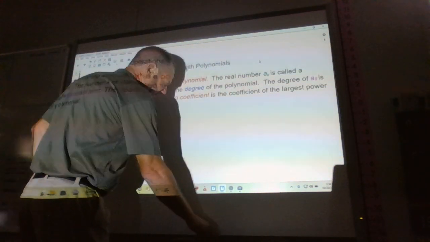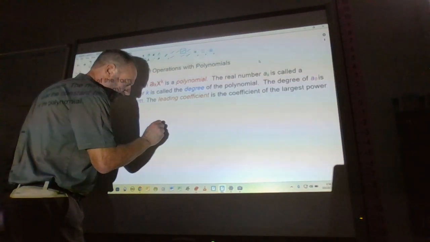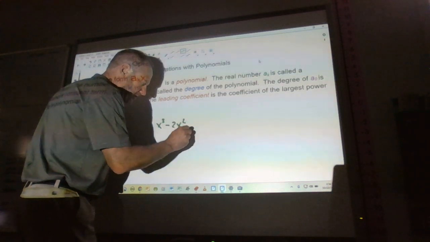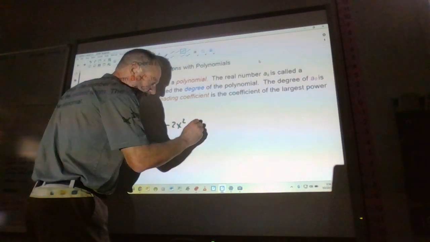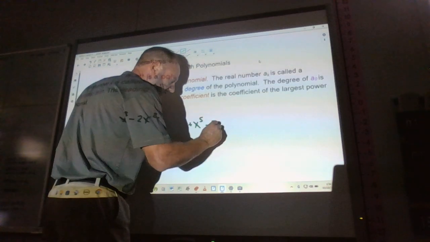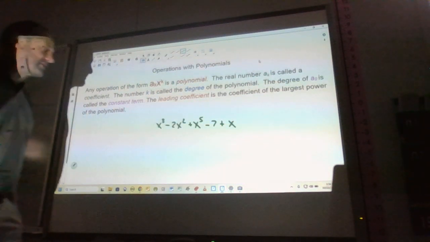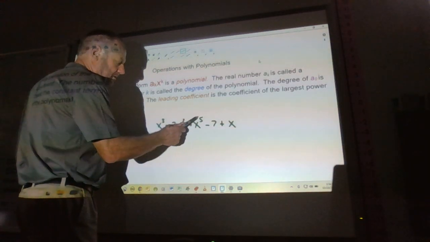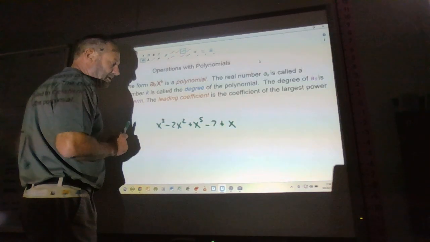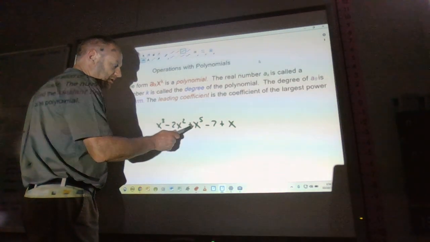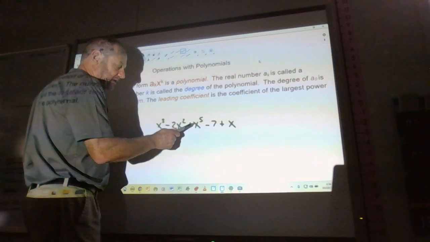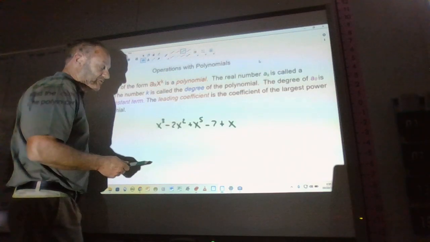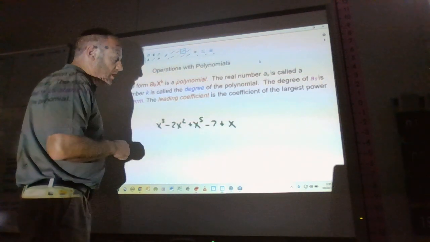That means if I have something like x to the third minus 2x squared plus x to the fifth minus 7 plus x, this is a polynomial. If I find the biggest power, that would be 5. That would be the degree of this polynomial. The coefficient that goes with it, now there's no coefficient here, but there's really a 1, we just don't show the 1 because 1 times x to the fifth is x to the fifth. This would have a leading coefficient of 1.